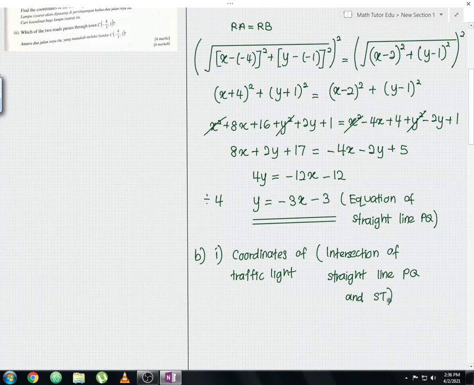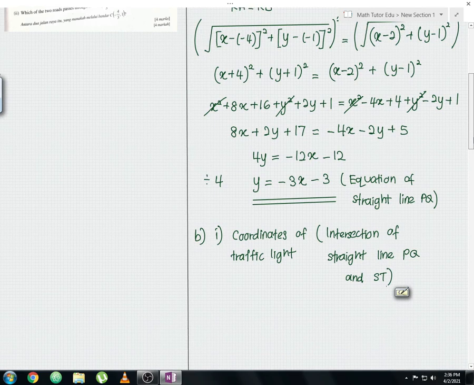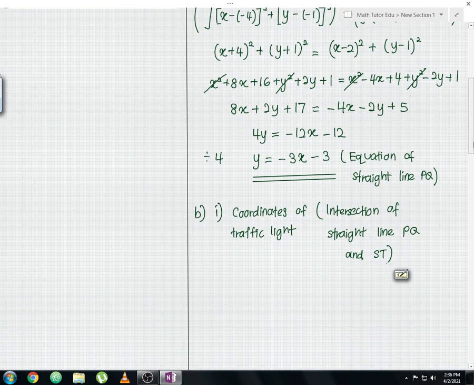Okay, let us continue. In the question, they already gave us the equation of ST as y equals 2x plus 7. The straight line equation PQ we have already found in question part A, which is y equals negative 3x minus 3. So let us write it down. So y equals negative 3x minus 3 is the straight line equation PQ, and y equals 2x plus 7 is the straight line ST.